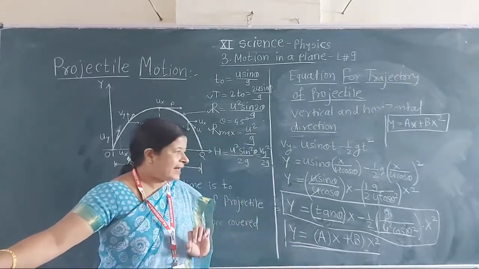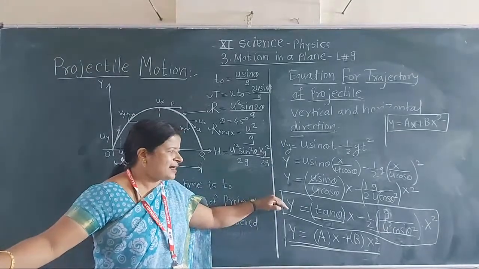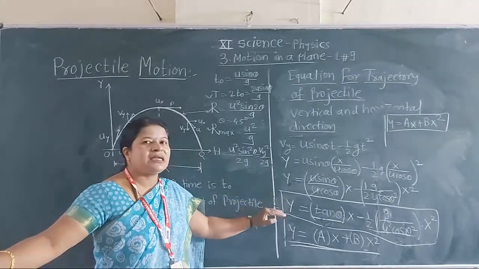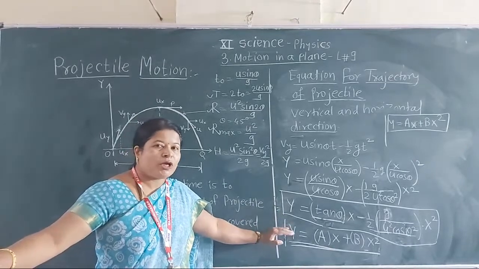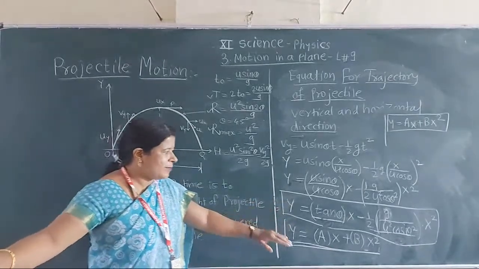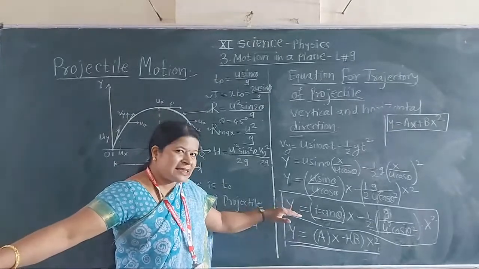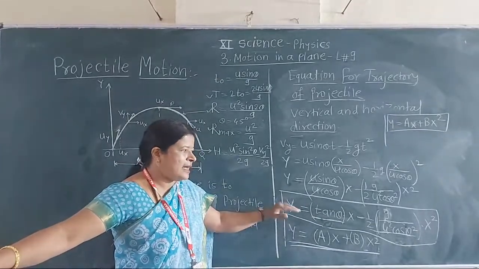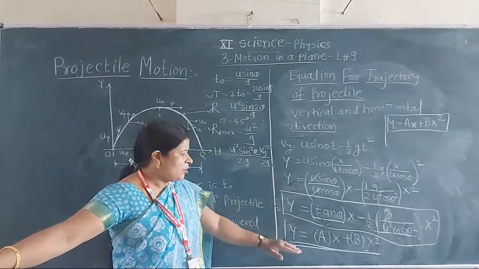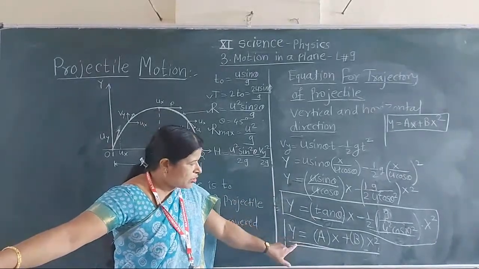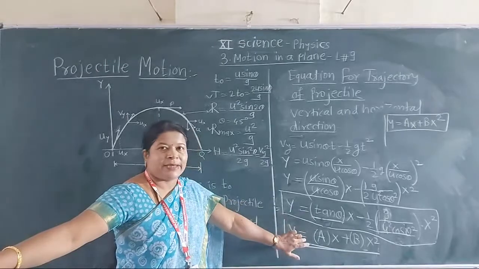That is, it indicates that the trajectory equation is the equation of a parabola. And this is an important point, students, you should remember, that the trajectory of a projectile is the equation of a parabola, because we get the equation of a parabola from this equation.